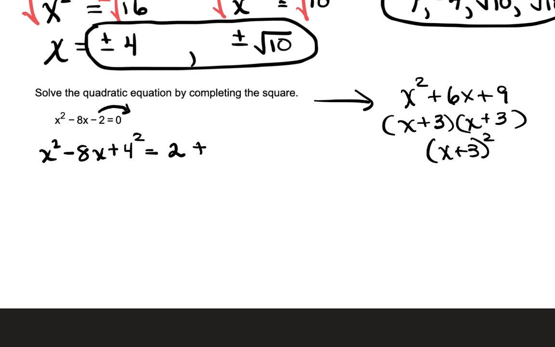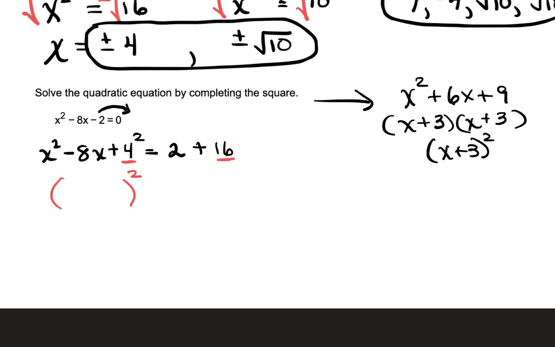So 4 squared over here is the number 16. Does that make sense? So I basically added the same right there. See, those are the same numbers. And I added them to both sides of the equation, therefore the equation is still balanced. But what I've done on the left side right here is I have created a perfect square. I have completed the square. So x squared minus 8x plus 16 will factor into something squared.